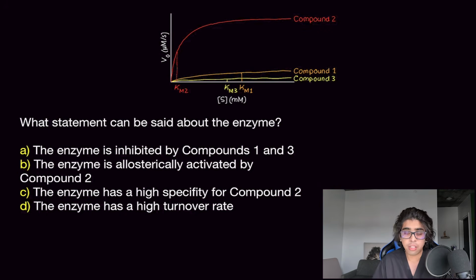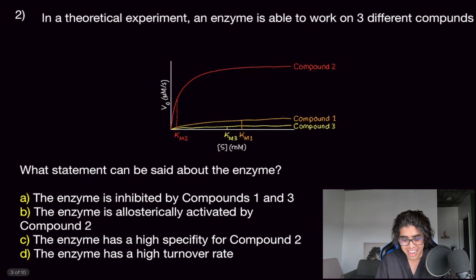So the first thing you should do is look at the graph, obviously, and notice what kind of graph this is. This is a Michaelis-Menten graph. This is not a Lineweaver-Burk plot. Lineweaver-Burk plots are linear. You can clearly see a curve happening here. So this is a Michaelis-Menten. So that's the first thing. Let's go over the answer choices.